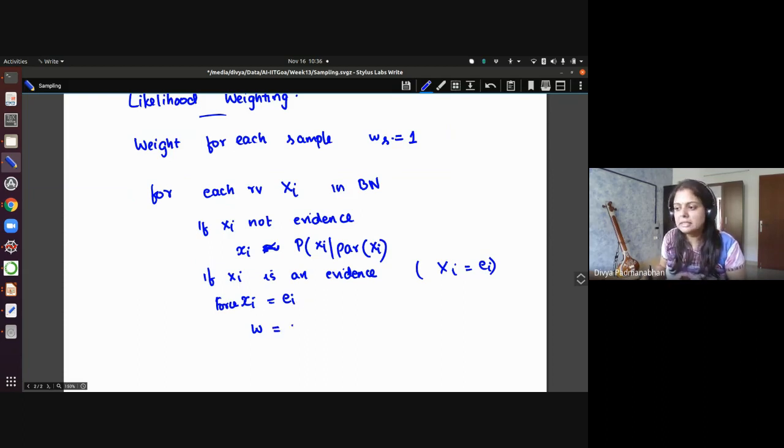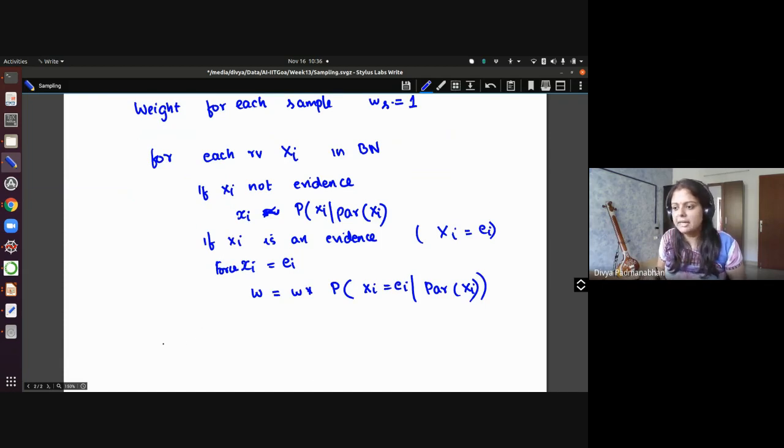So now what you do is you just multiply this with the actual probability of xi equal to ei, given the values of the parents. Okay, so this value of the parents is what you have generated already in your network. So that's how you do it, and you keep going on. And finally, you cover all the random variables, and what you return is your sample x and the weight. So this is a vector and this is a number. So you return these two quantities.